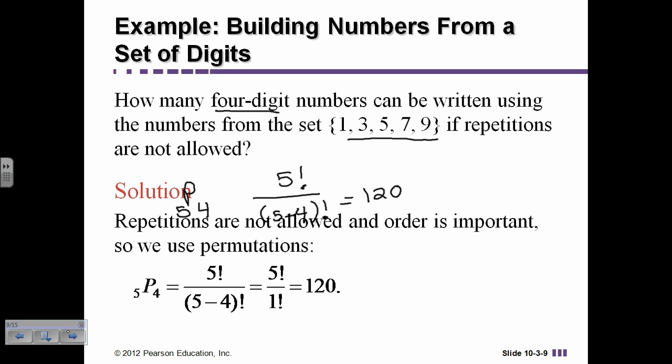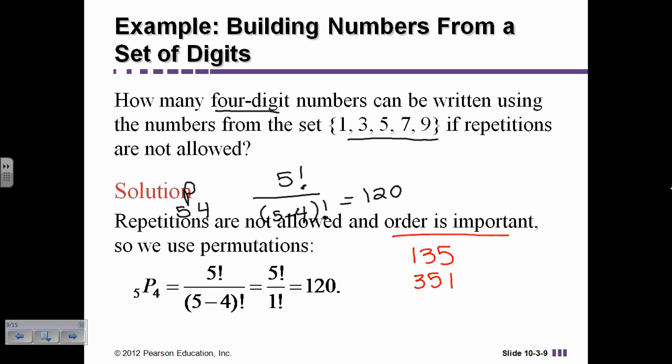And the order is important. And the reason we say that is because the number 135 is not the same thing as the number 351. So let me say that again. Order is important because the number 135 is not the same thing as 351. But those two numbers are using the same combinations of digits.